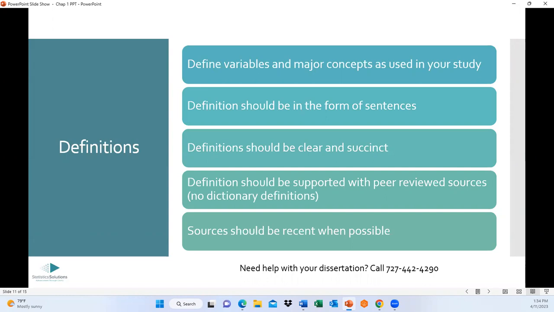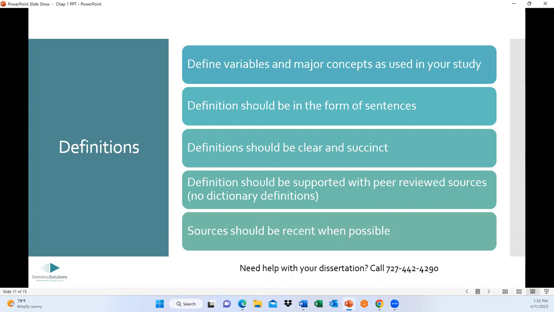Definitions should be clear and succinct, and this is important. I've sometimes seen people write things like, well, Smith says emotional intelligence means this, but Goldman says emotional intelligence means this, yet there's a third definition of this. You have to remember that this definition section is not a discussion section, right? It's not where you discuss the terms. You want to define them. That's all you're doing: defining them as you're going to be using them for your study.